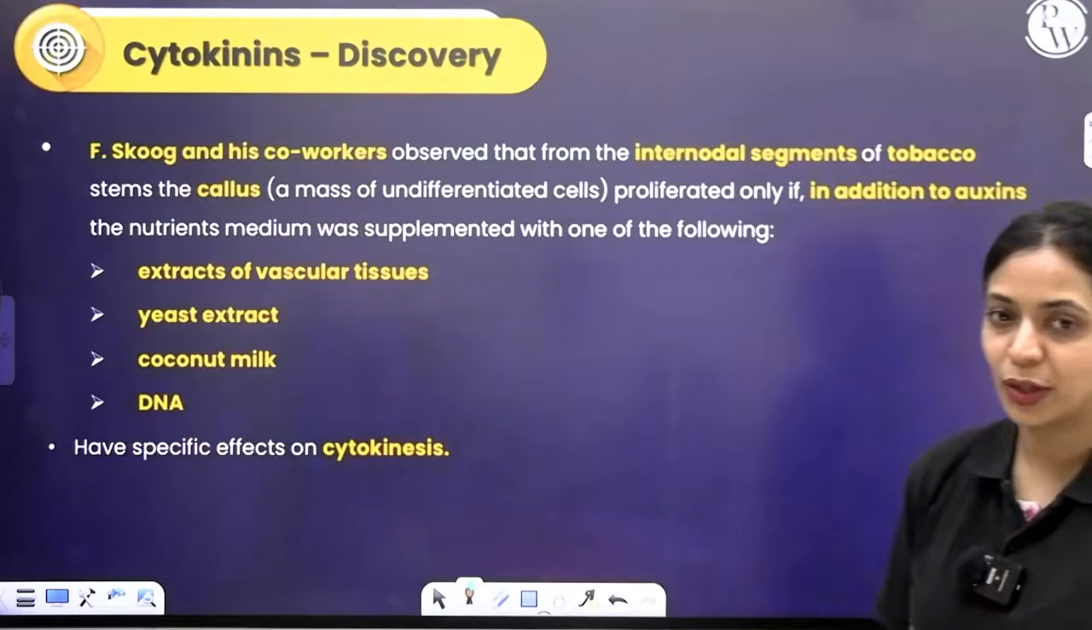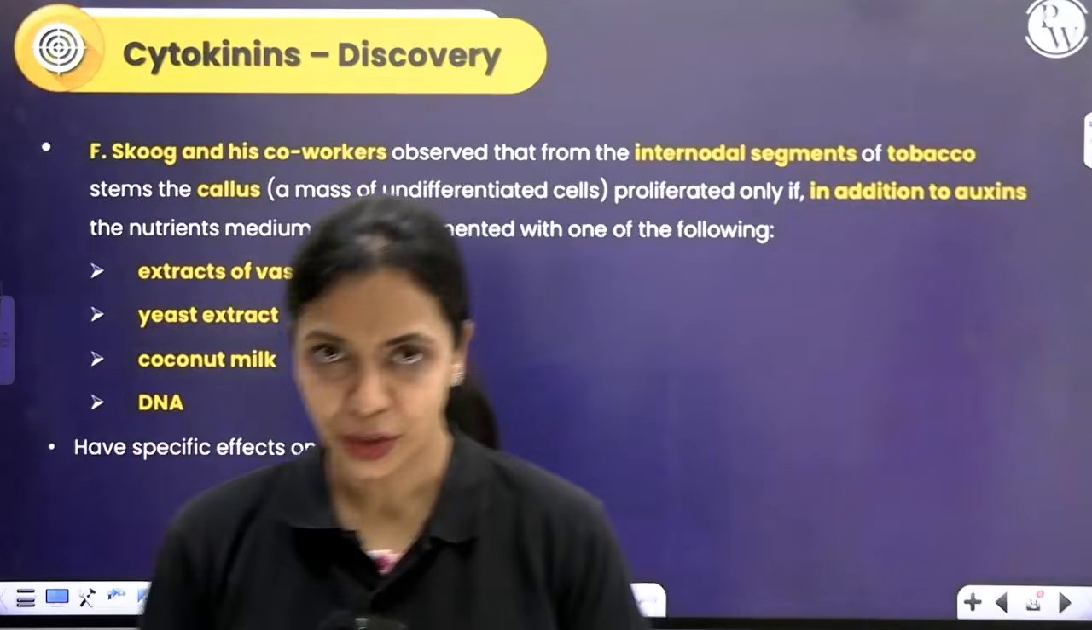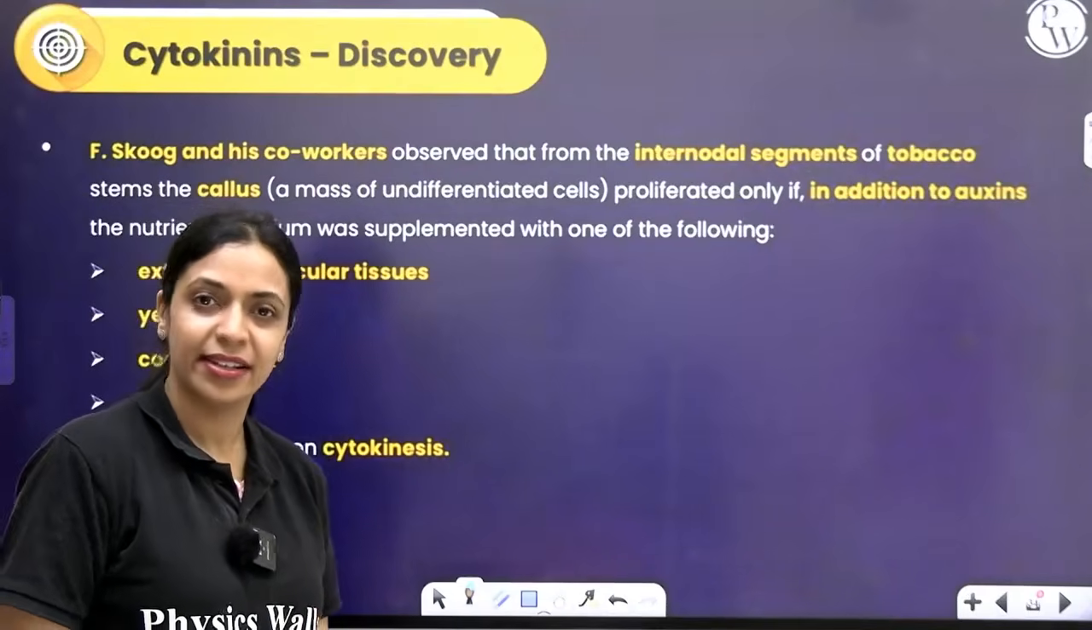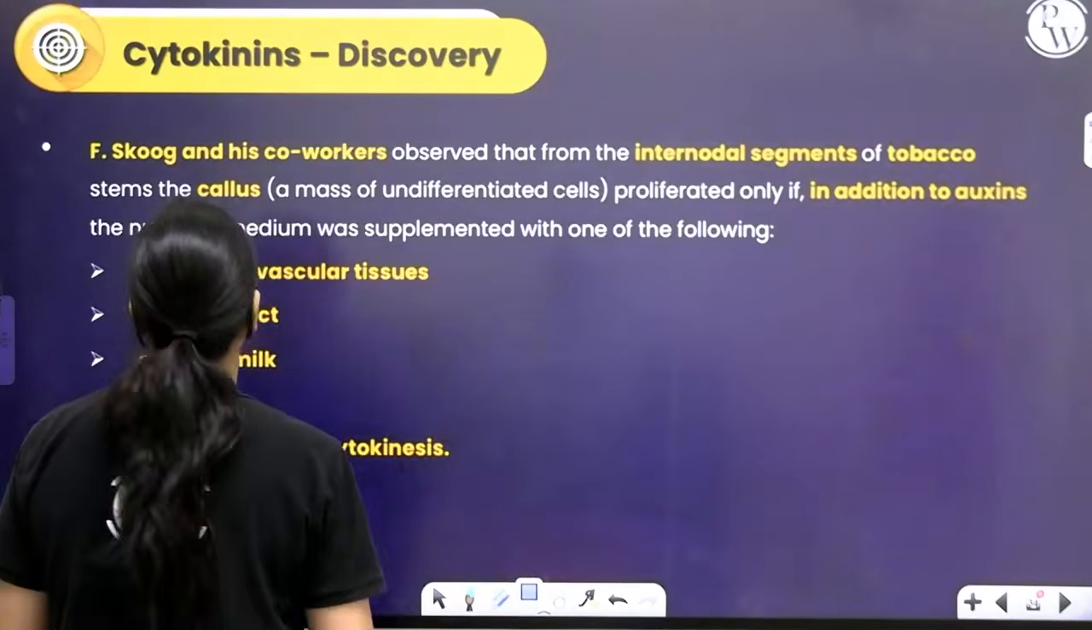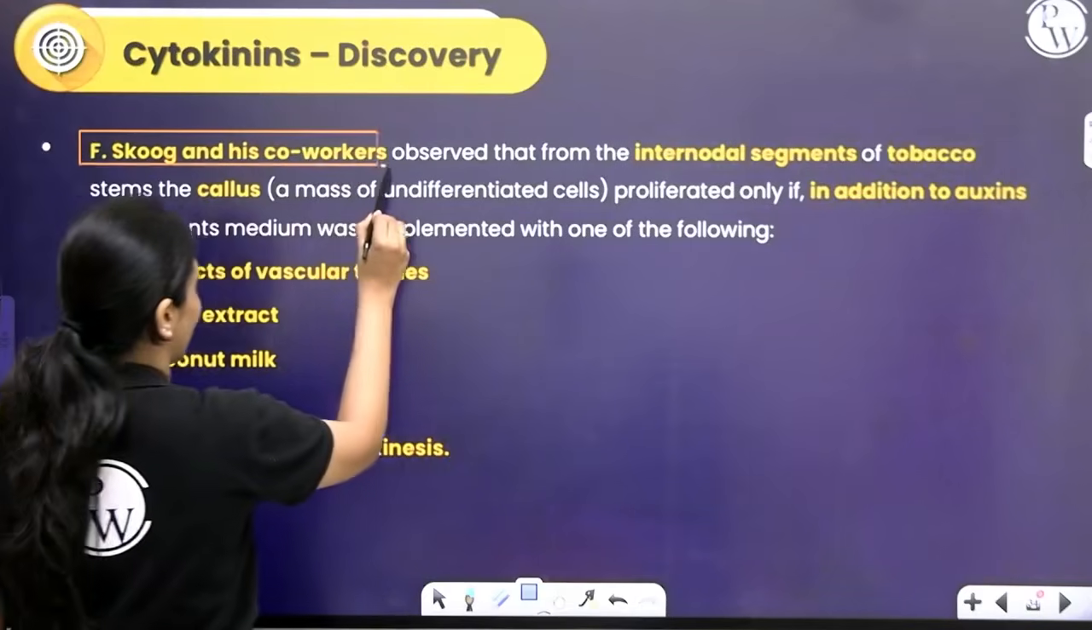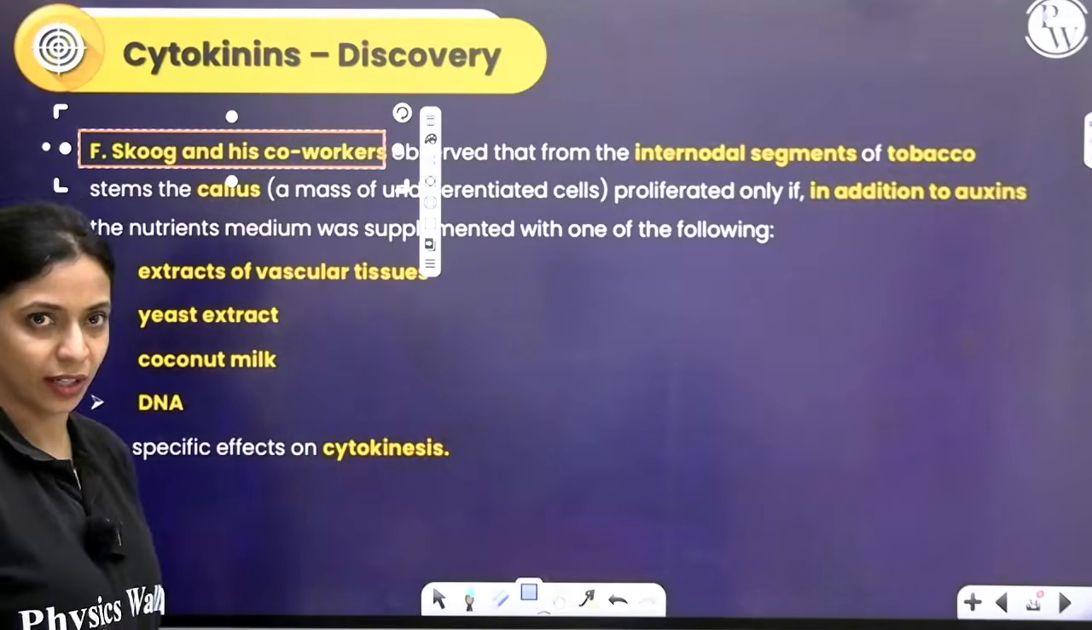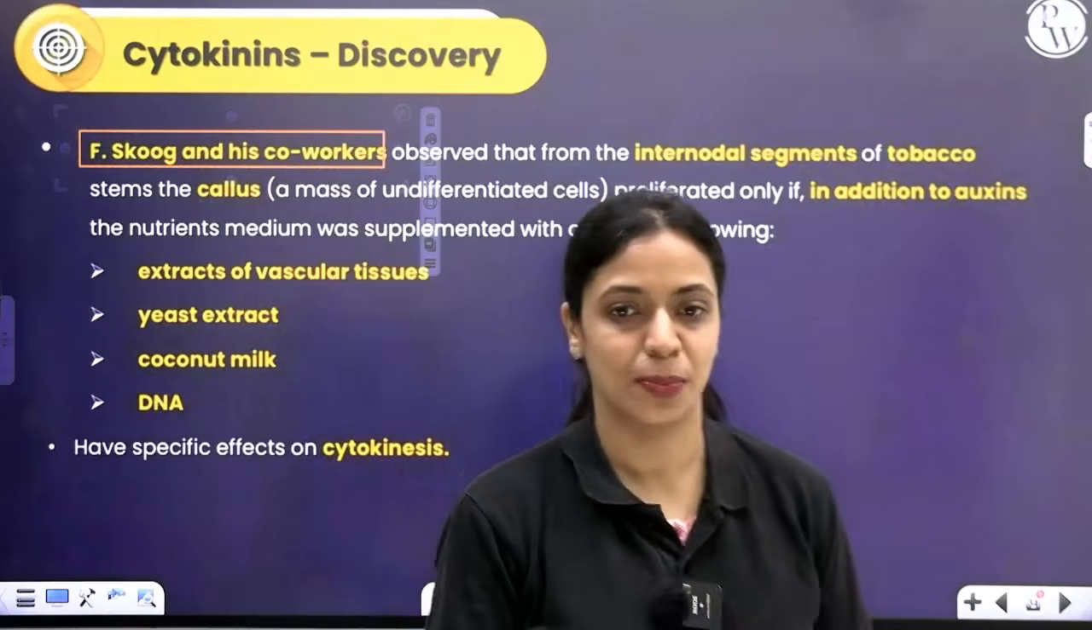Next, let's talk about cytokinins. Cytokinins discovery, I'll tell you. They discovered this during tissue culture experiments. There's this one person called F. Skoog and some of his co-workers. They were performing tissue culture experiments.